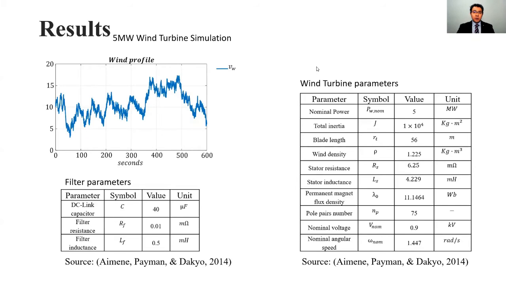Now, to test the performance of the previous controllers, we do some numerical simulations in Simulink MATLAB. We propose a realistic wind profile with an average speed of 11 meters per second, containing wind gusts and turbulence components. The wind turbine, as well as the filter parameters, are taken from the paper of Amen, Payman, and Dacchio, which corresponds to a 5 megawatts wind turbine.